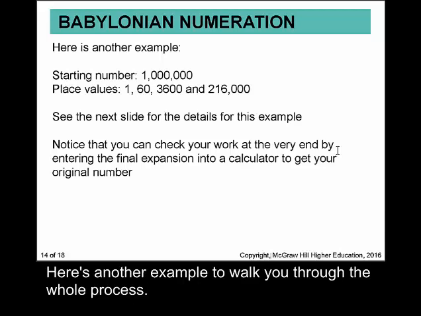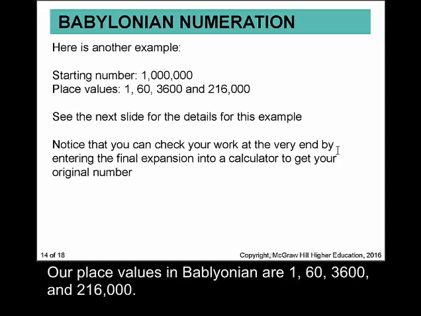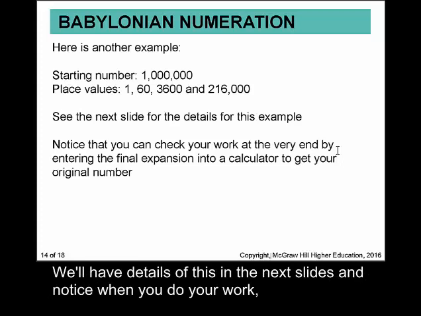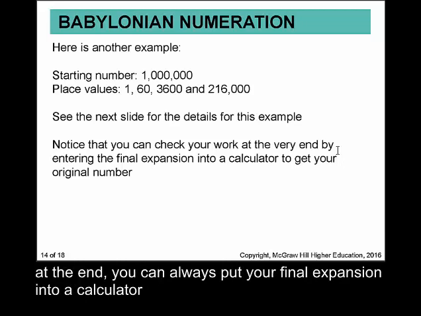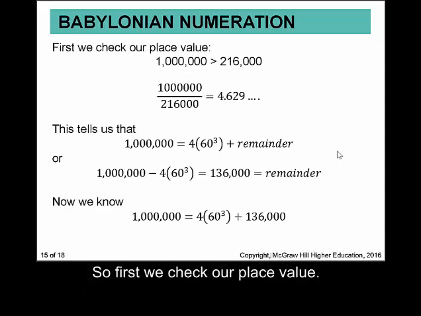Here's another example to walk you through the whole process. Let's start with 1 million. Our place values in Babylonian are 1, 60, 3,600, and 216,000. We'll have the details of this in the next slides, and notice when you do your work at the end, you can always put your final expansion into a calculator and check that you've done your math correctly. So first we check our place value. 1 million is greater than 216,000. We divide by 216,000 and we get 4.6 some stuff.